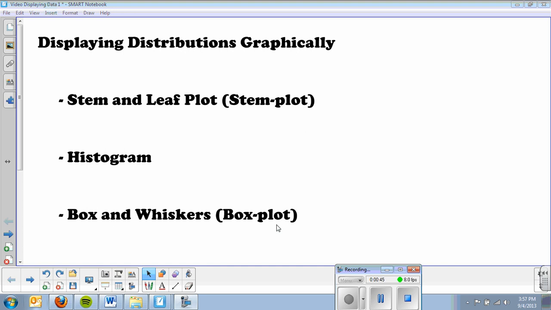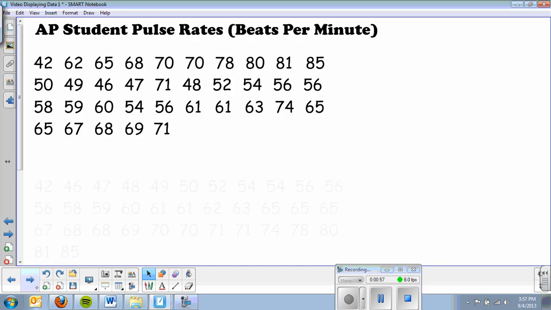So in the last chapter we talked about collecting data, and we made a big deal about the multiple ways that you can collect data. And so we've collected data. We went through our steps, our randomization and whatnot, and what we have here are the AP student pulse rates in beats per minute. If you remember, towards the beginning of school, we all sat down and figured out our pulse rate. So I have here the pulse rates of 35 AP students measured in beats per minute.